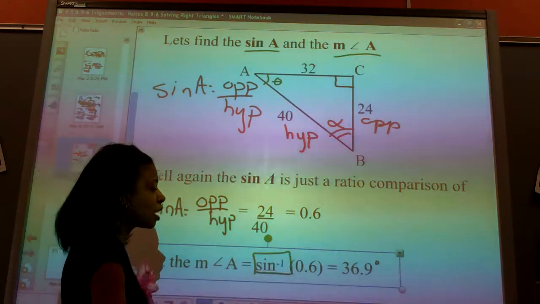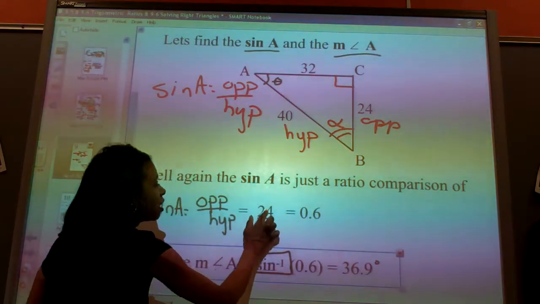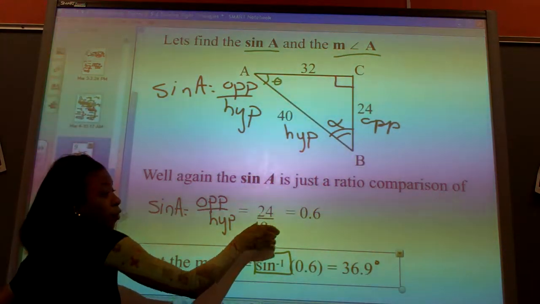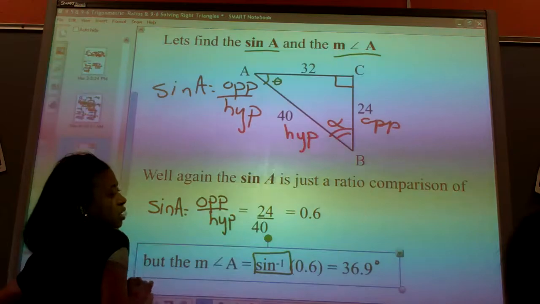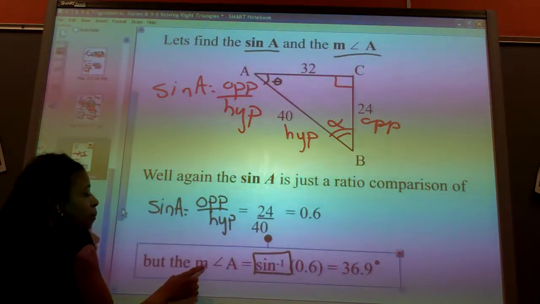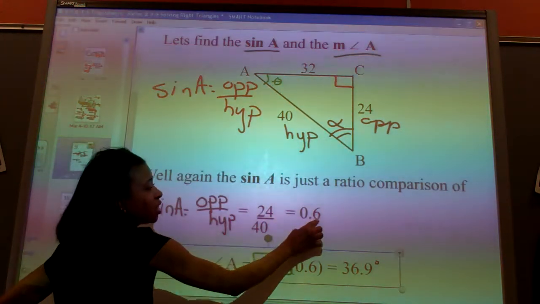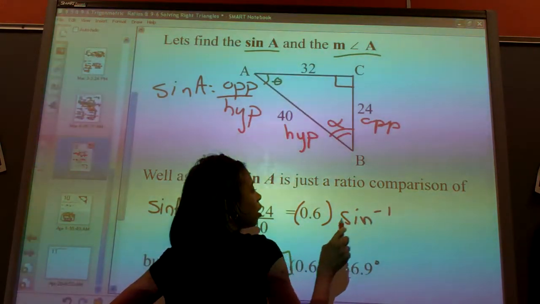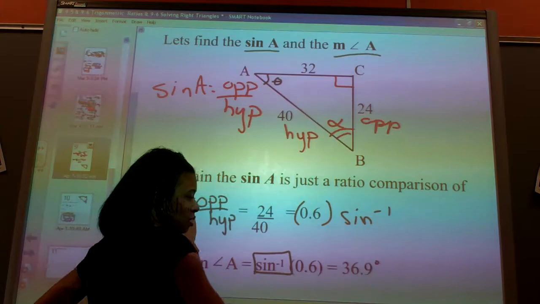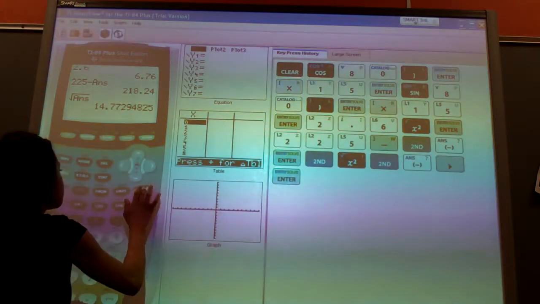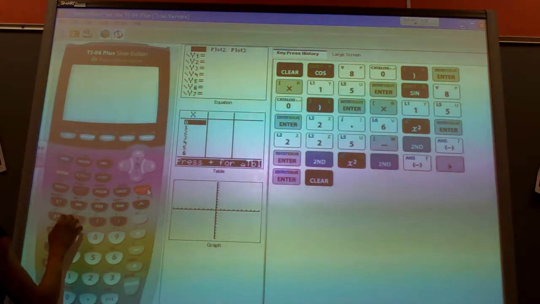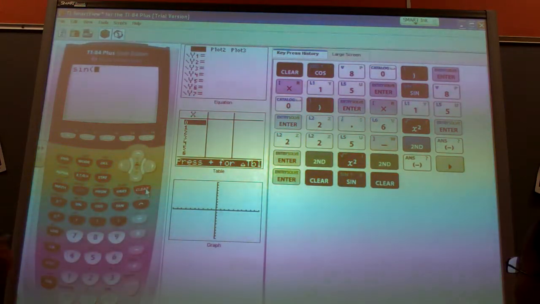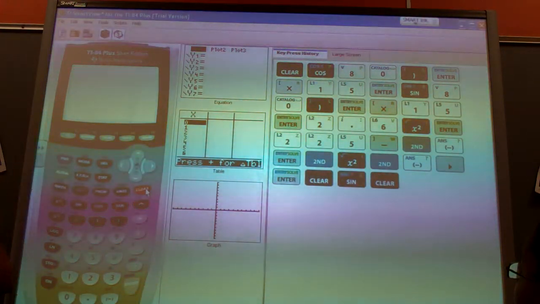So here we go. We take out our calculator. We've already done the comparison of opposite over the hypotenuse. That comparison is 24 over 40, or in decimal form, 6/10. But I want to know the measure of angle A, so I'm going to take the inverse of sine times the 6/10. To do the inverse, normally we hit the sine, which is there. We don't want that. For the inverse sine you hit your shift key.